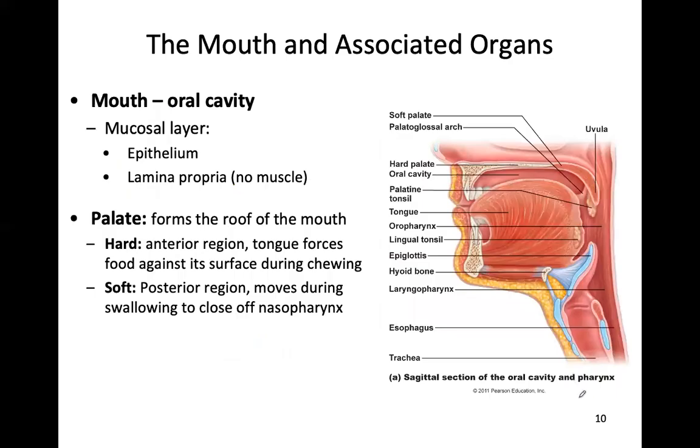Now let's go ahead and take a look at some of the organs of the digestive system, starting with the mouth, as well as the accessory glands associated with this. So let's look at the mouth.